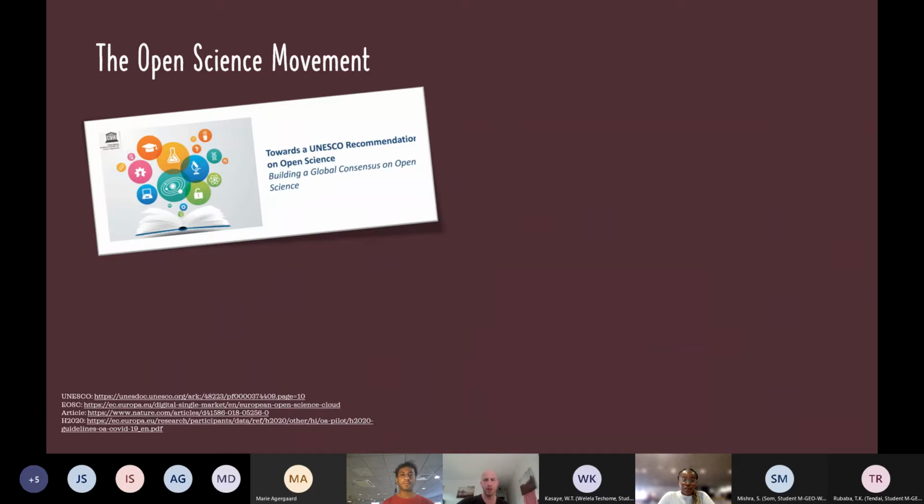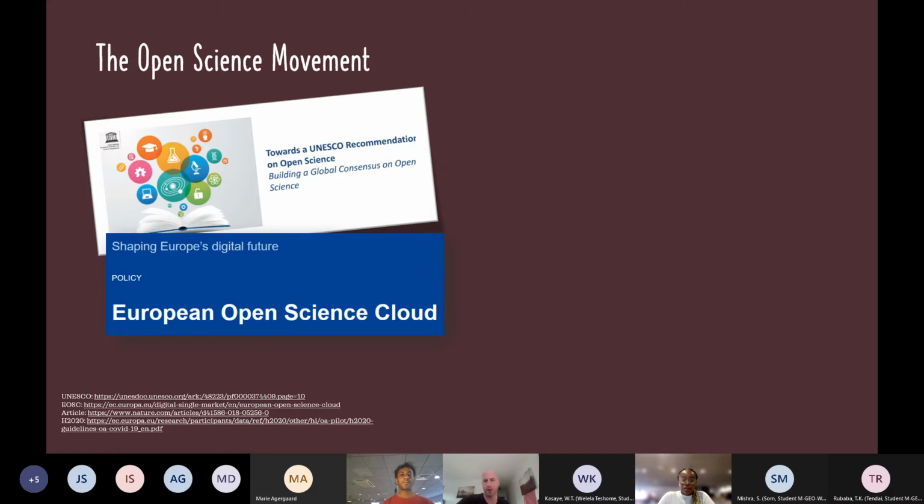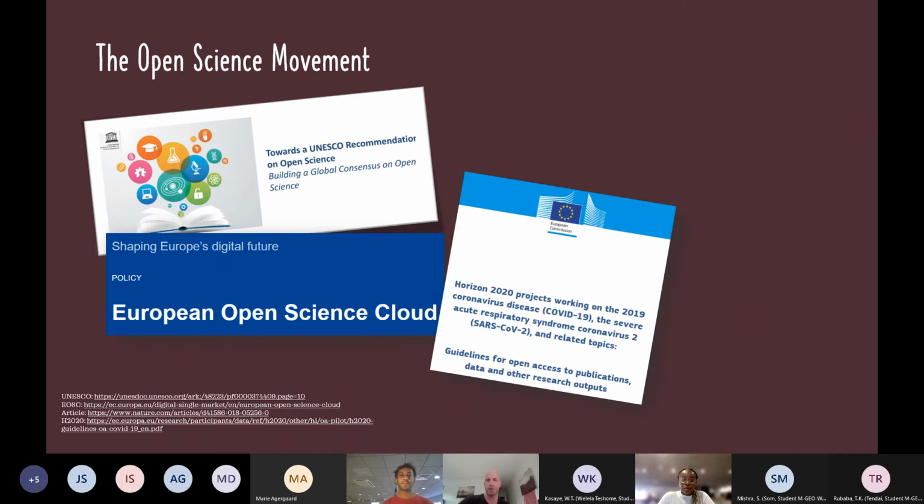There are more and more initiatives that have open science on the agenda. The UNESCO released a recommendation draft on open science that requires publicly accessible materials. The European Open Science Cloud is the largest endeavor in Europe to create an infrastructure for sharing materials. The largest funding program in Europe, Horizon 2020, also provides guidelines for open access to papers and data.